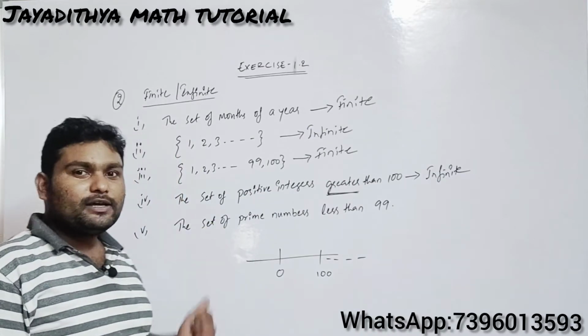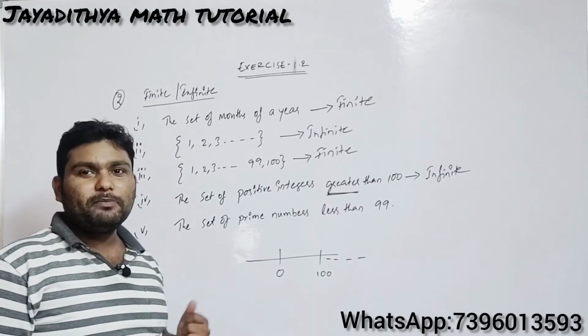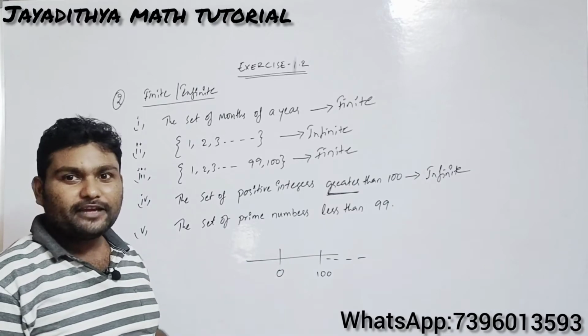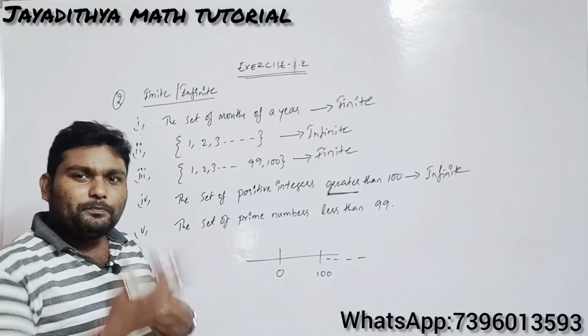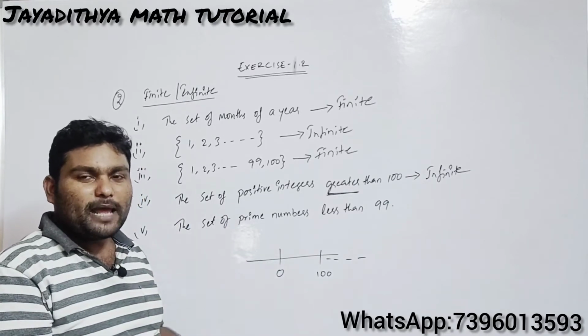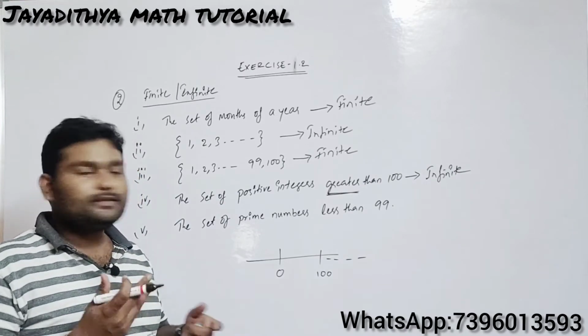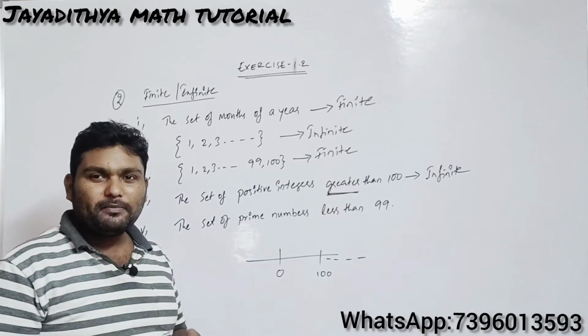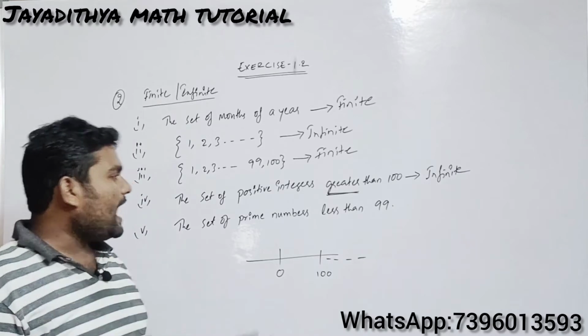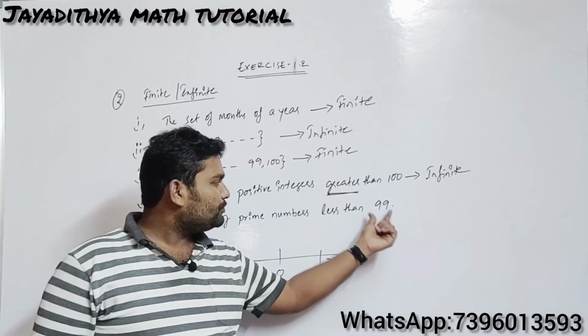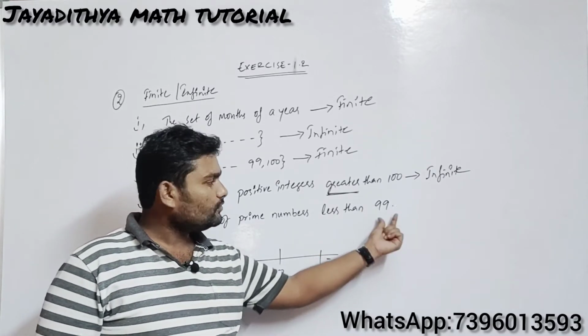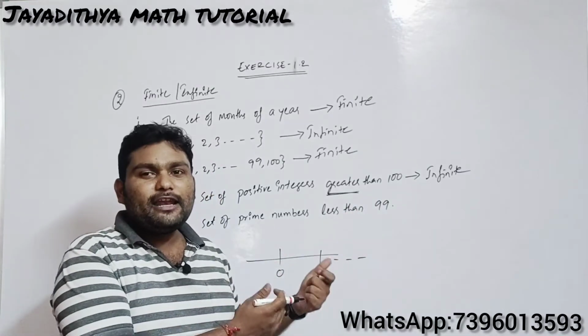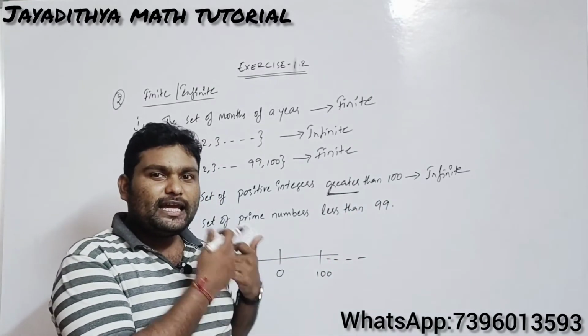And the next one, what is the next one here? The set of prime numbers less than 99. So you know that below 100 there are how many prime numbers? So you should know this one. There will be 25 prime numbers below 100. And see here, 99 is also not a prime number. Okay, so below 99 also we will be having 25 prime numbers.